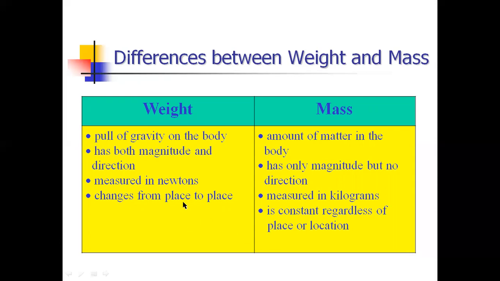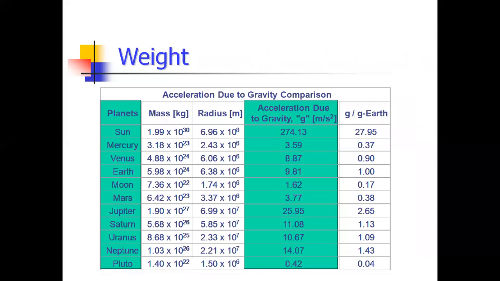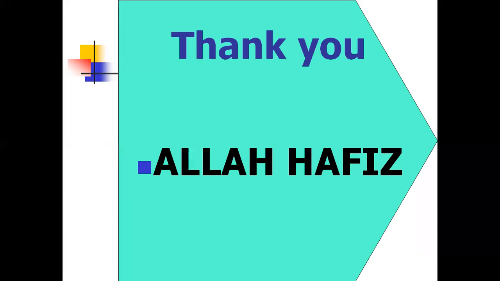And the fifth difference, weight is measured by a spring balance or compression balance, whereas mass is measured by a beam balance or electronic balance. So I think all these things will be clear to you, and you should practice the worksheet uploaded along with this lecture, which will help you understand these concepts.